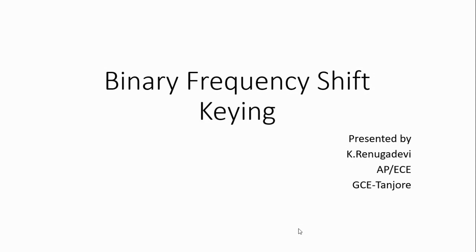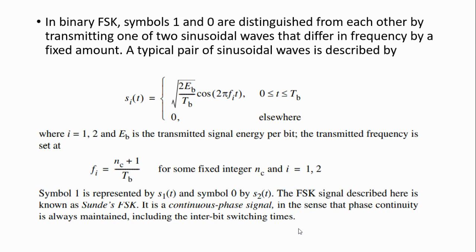In this video, we are going to see binary frequency shift keying. In binary frequency shift keying, the symbol 1 and symbol 0 are differentiated by sending two different frequencies of a sinusoidal signal. Here, Si of t is the sinusoidal signal.